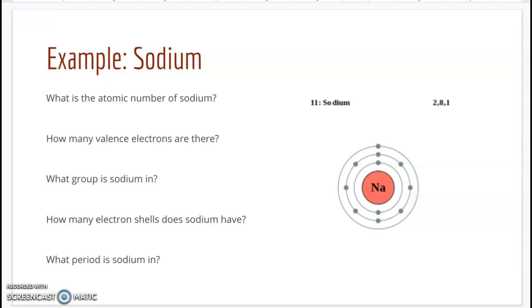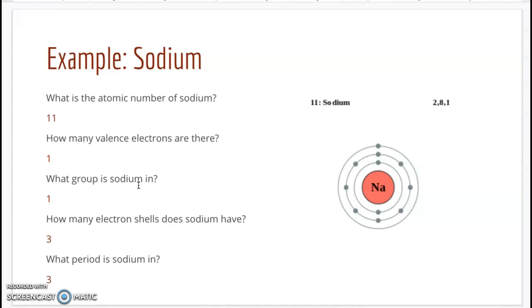Pause the video. How was that? Let's have a look at the answers. So we figured out the atomic number is 11. How many valence electrons are there? Remember, the valence shell is the outermost shell. So the valence electrons are how many electrons are on this outermost shell, which is 1. What group is it in? We'll figure this out later on. The actual number of electrons in the valence shell represents the group it is in.